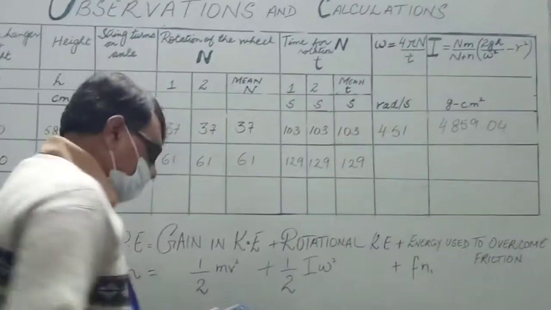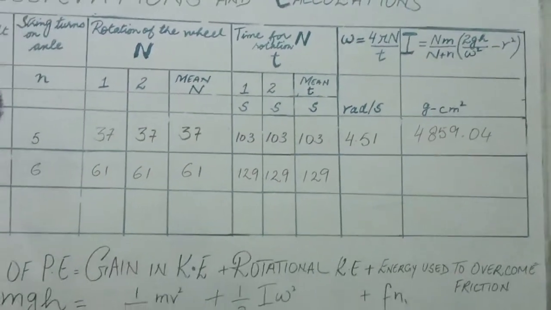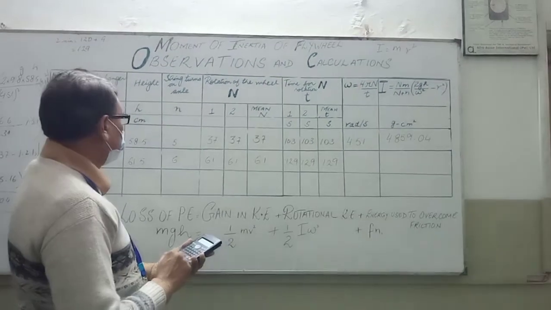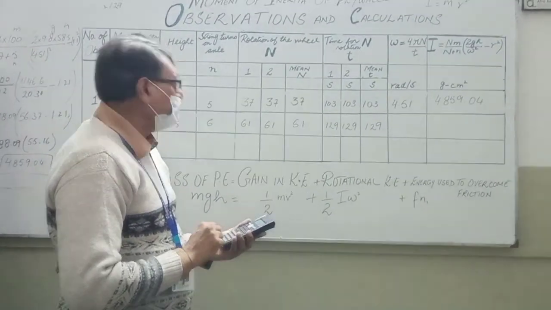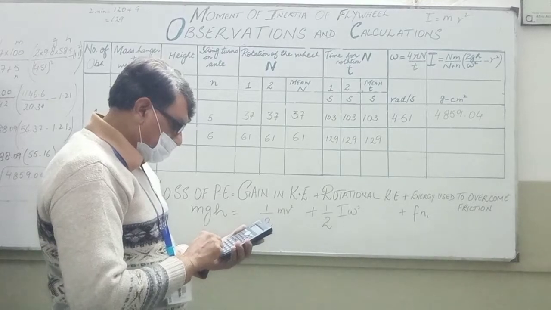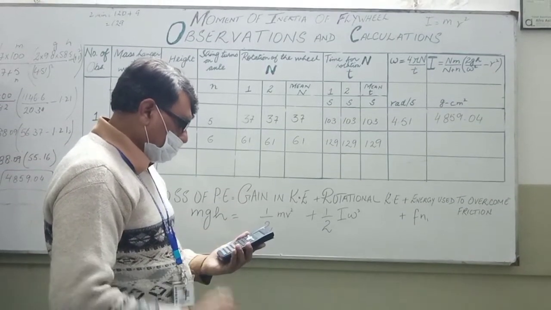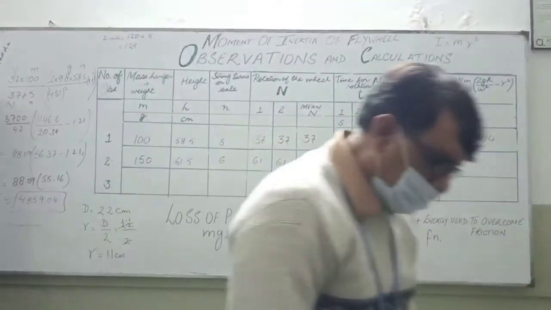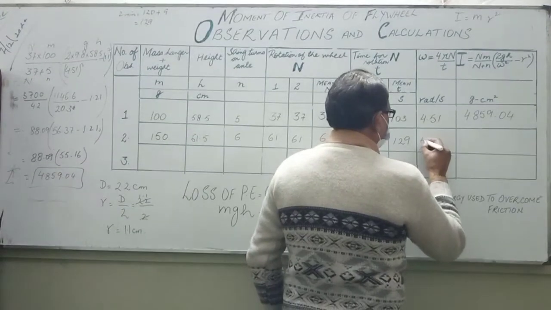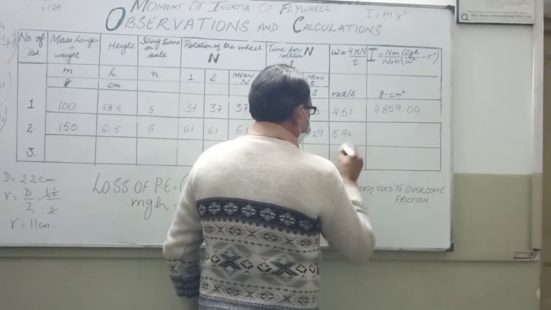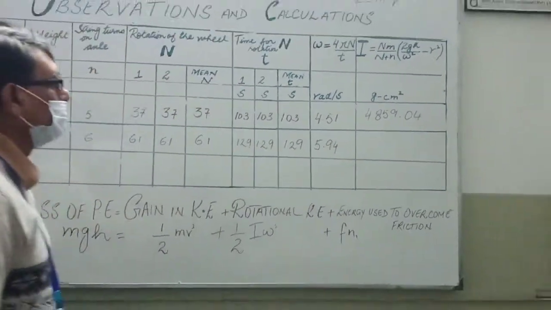4 pi n divided by t. 4 pi, n is 61. What is the time? 129. It has given you 5.94. You have to write it 5.94. This is the value here. I have shown you here.